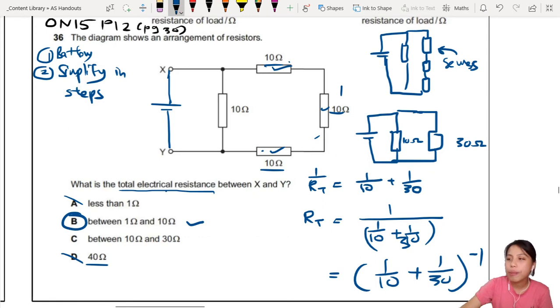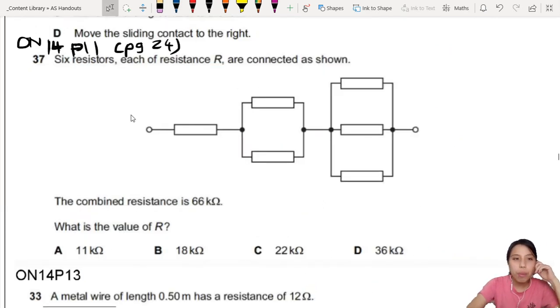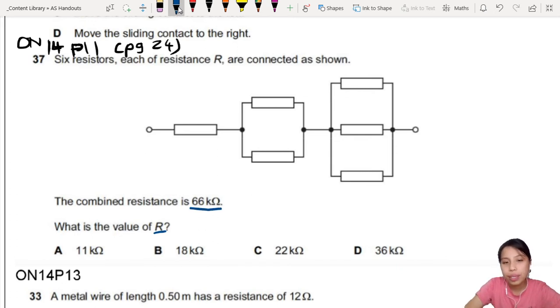Let's look at another one that uses these combined formulas. Here's one from October-November 14, paper 1, variant 1. 6 resistors, each of resistance R, are connected below. 1, 2, 3, 4, 5, 6. They never give the resistance, but they want this thing. The combined resistance is given to you now: 66 kilo ohms. Try this one out first.